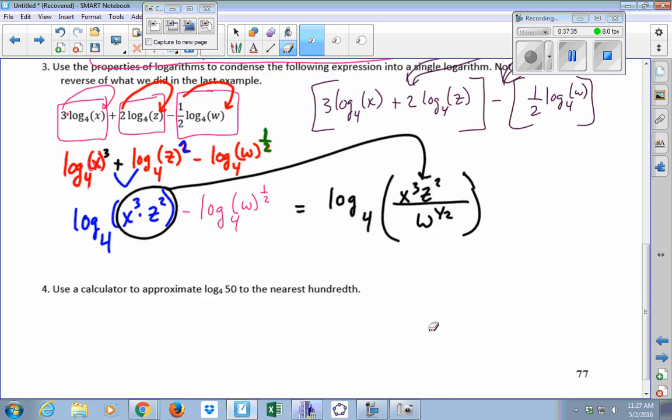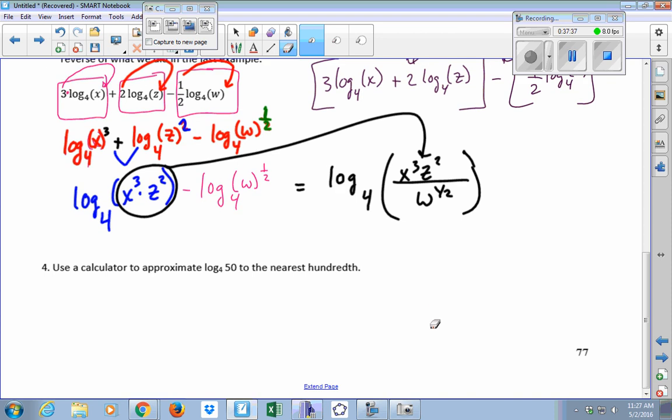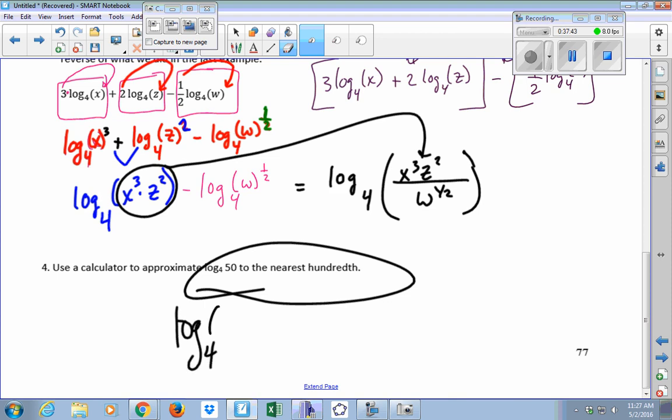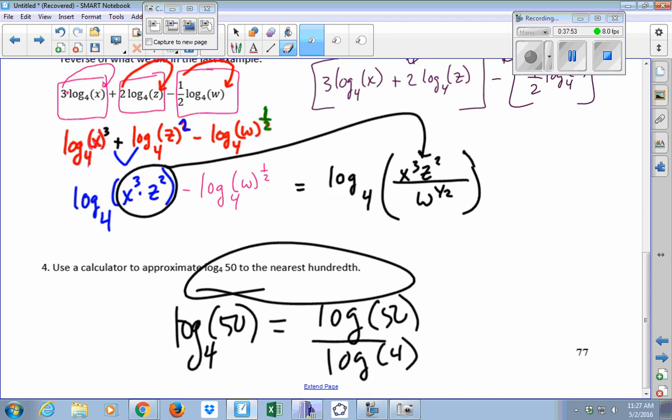All right, and then finally, we've already done one like this based on Nick's question. If you're asked to find log base 4 of 50, remember we can't do it in our heads. We have to rely on our calculator. So it's either the common log of 50 divided by the common log of 4, or the natural log of 50 divided by the natural log of 4, and that's it. Okay.